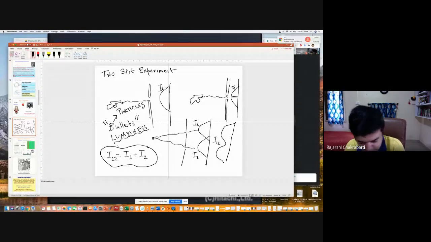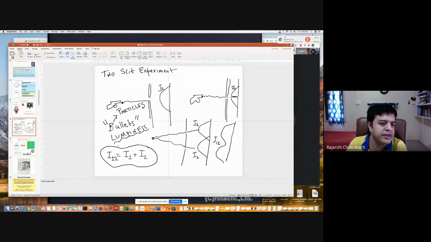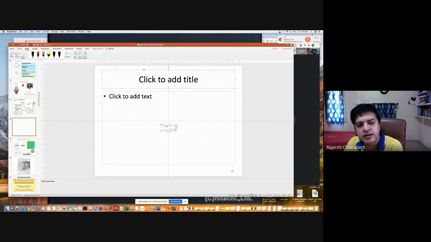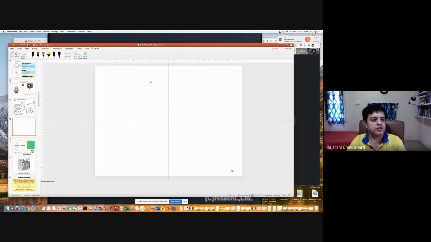if you do an experiment with a bullet and then you do the same experiment with water wave, you see a difference. These bullets have what is known as lumpiness, the particle nature, the particles. But with water, you get to see something else. So with water, what you see is already explained by Professor Sebastian. So if you have any query or any question, please ask me.